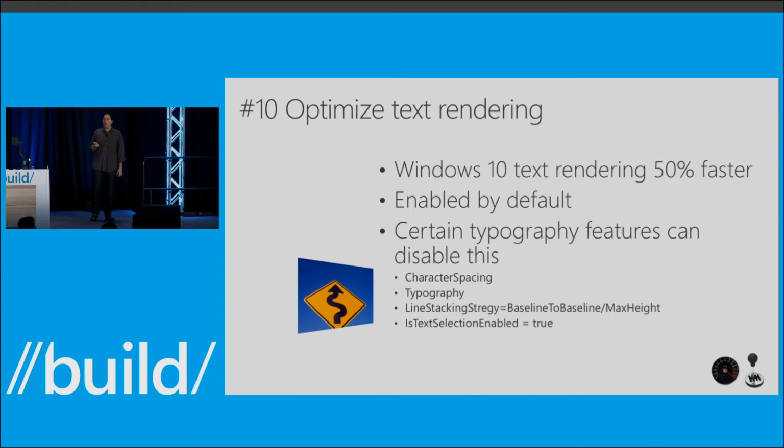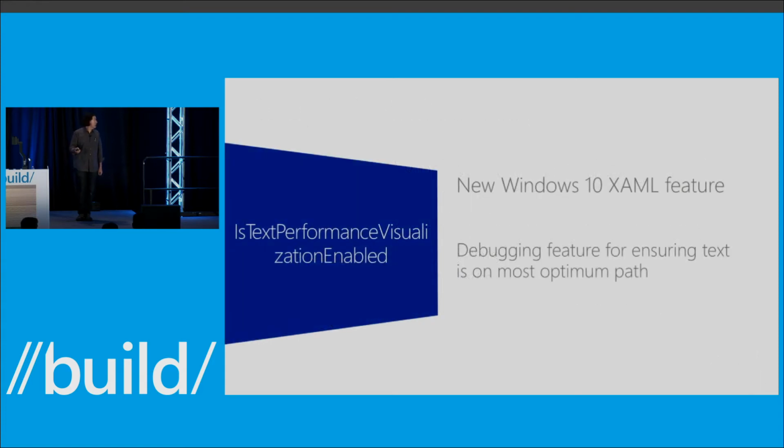There are certain typography features that disable our optimization, so I've listed them out here. The good news is you don't have to struggle too hard to figure out whether this optimization is on or off. We've added a debug settings flag: is text performance visualization enabled? Thank God for IntelliSense. You set this to true in your app, and then all the text in your app will render in a bright green color if it's on the optimal code path.